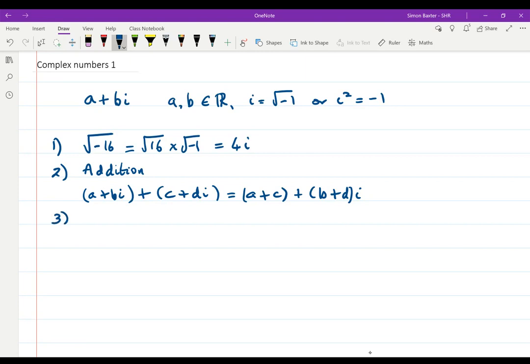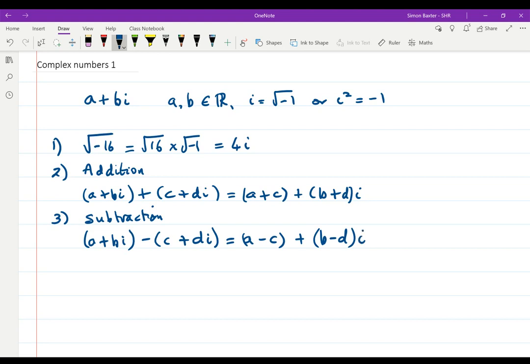Subtraction is very similar. If I take a plus bi and subtract c plus di, then if we think of the same sort of idea, this is written as a minus c plus b minus d times i. There's no reason at all why this has to be true. It's just that if we define everything like this, we end up with a set of complex numbers and a set of rules which make them very useful indeed later on.